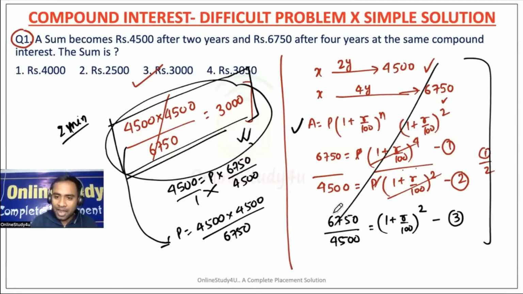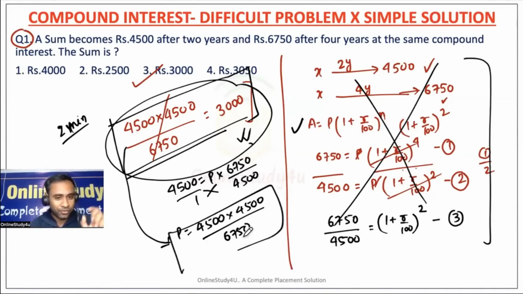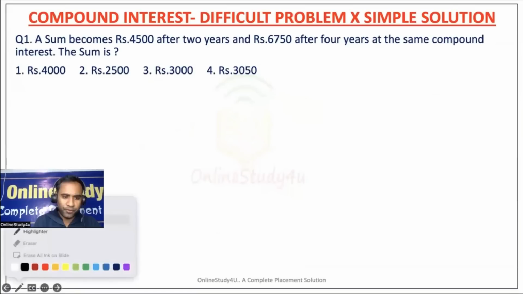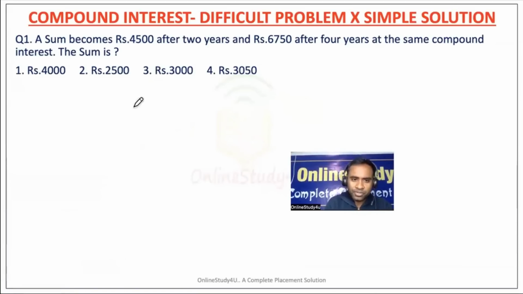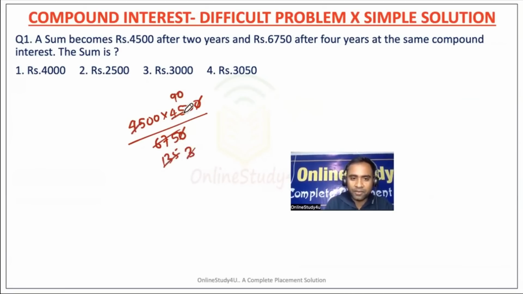So I will ask you to ignore this. If you do it the long way, it will take time to understand that this is the only step which is the solution. I hope you understand. Now if the same question comes in your exam, where a sum becomes 4500 after 2 years and 6750 after 4 years, then what is the sum? You can do the calculation here: 4500 times 2 divided by 6750. 5 nines are 45, 5 times 27 is 135, 45 times 3 is 135, and this is 30 times, so that becomes 3000.